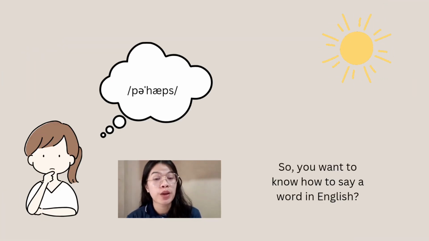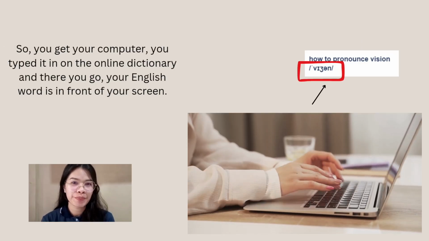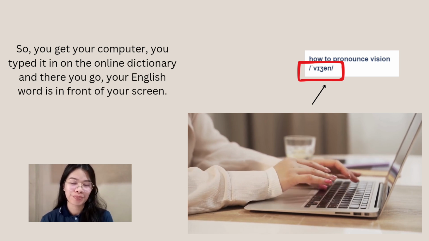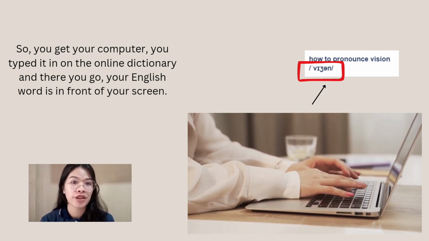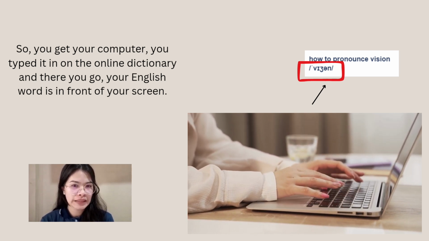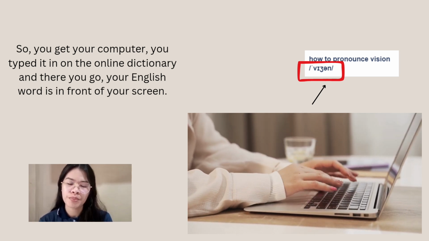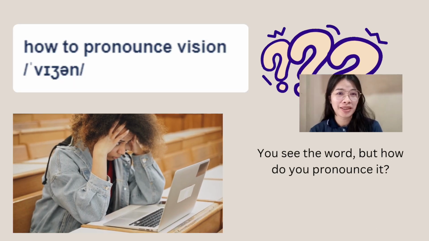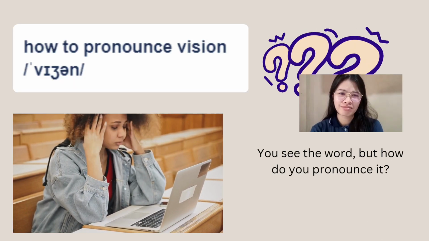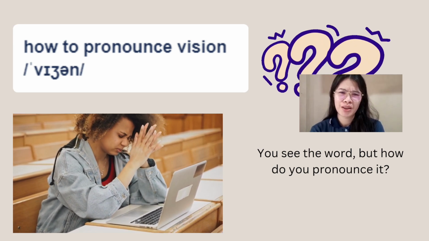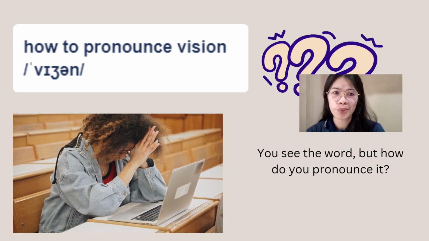to know how to say a word in English. And you get your computer, you type it in on the online dictionary, and there you go. Your English word is in front of your screen. But you are also seeing symbols on your screen. Looking at your word, you have thought about, how do I pronounce this word? And what are these symbols?